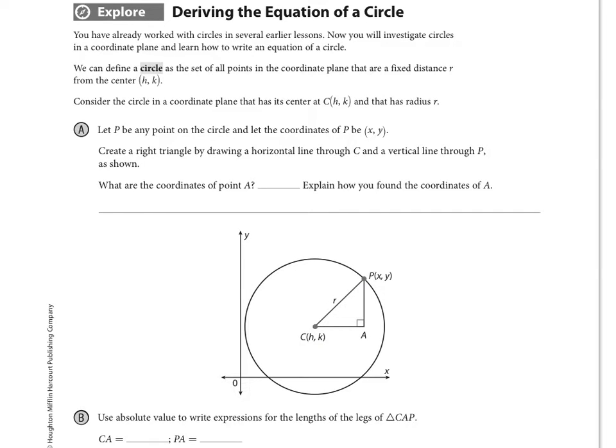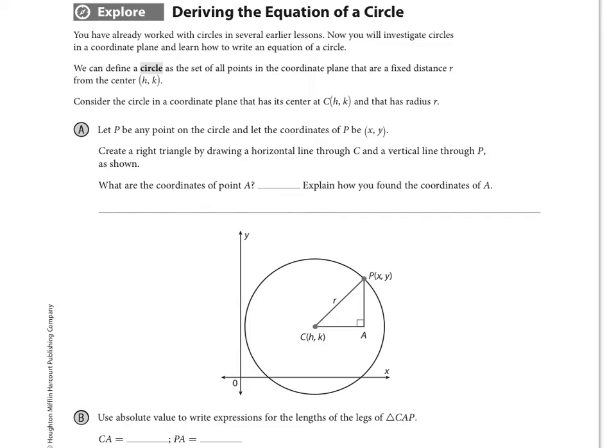So part A says let P be any point on the circle, so we're just picking this point right here randomly, and its coordinates are x comma y. What we want to do is create a radius from the center to that point P, and we're going to create a right triangle as well that connects all those different coordinates together. It says create a right triangle by drawing a horizontal line through the center and a vertical line through the point P back down to the x-axis, as you can see.